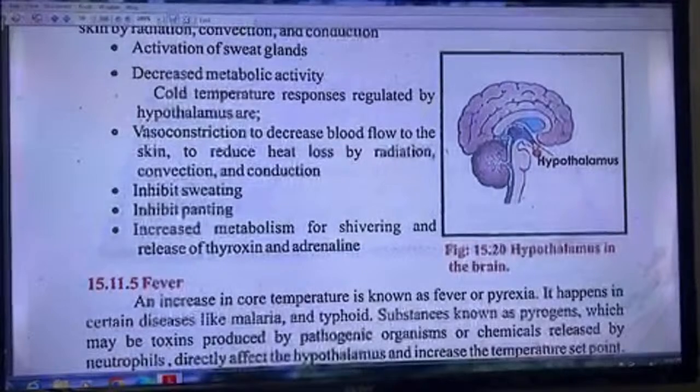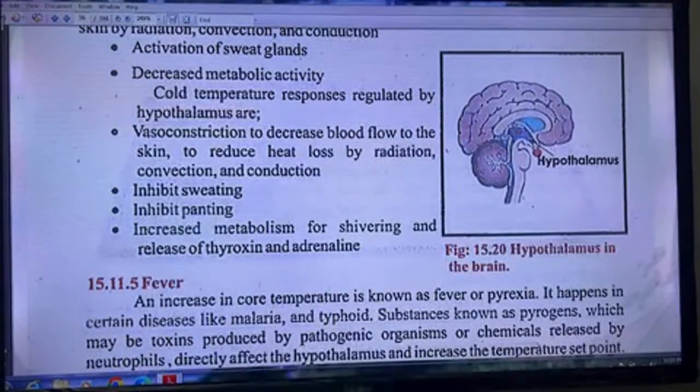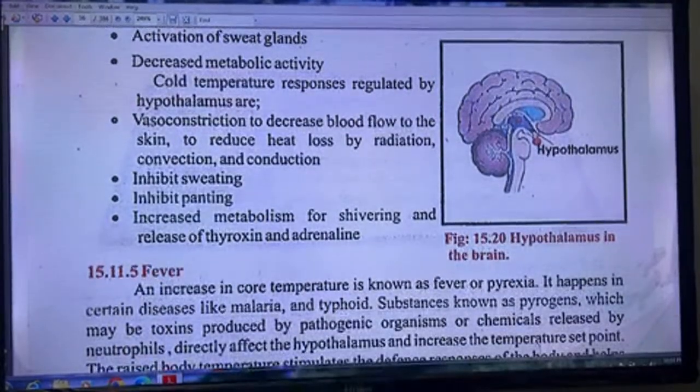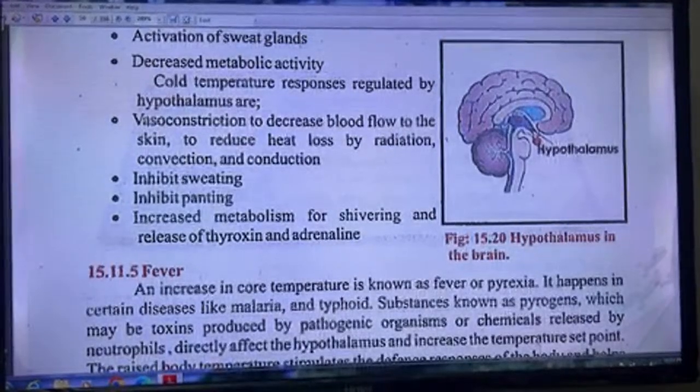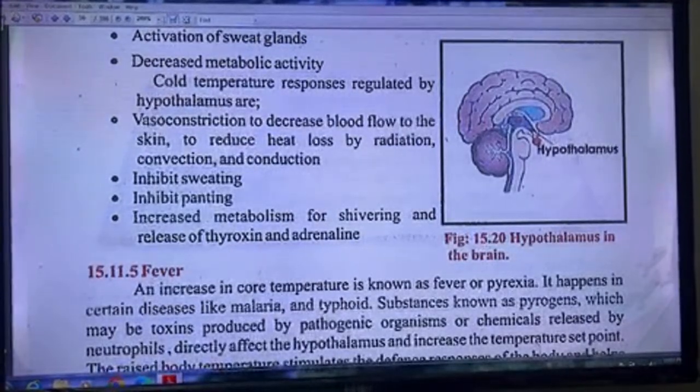Cold temperature response is regulated by the hypothalamus. The responses are vasoconstriction to decrease blood flow to the skin to reduce heat loss by radiation, convection, and conduction, inhibition of sweating, increased metabolism for shivering, and release of thyroxine and adrenaline.